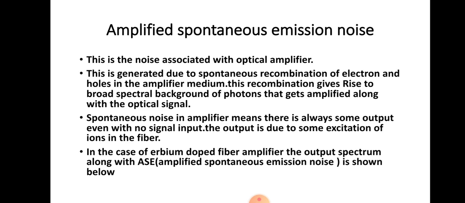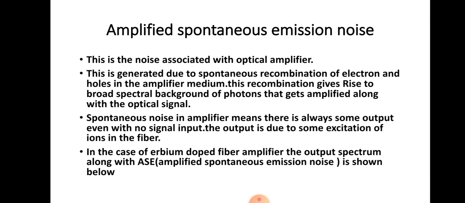There is another noise, that is amplified spontaneous emission noise. This noise is associated with optical amplifiers, and it is represented by ASE, that means amplified spontaneous emission. Basically, this type of noise is generated due to the spontaneous recombination of electrons and holes in the amplifier medium. The structure of the amplifier is like that of a PN junction, and we give a current in order to provide stimulated emission.